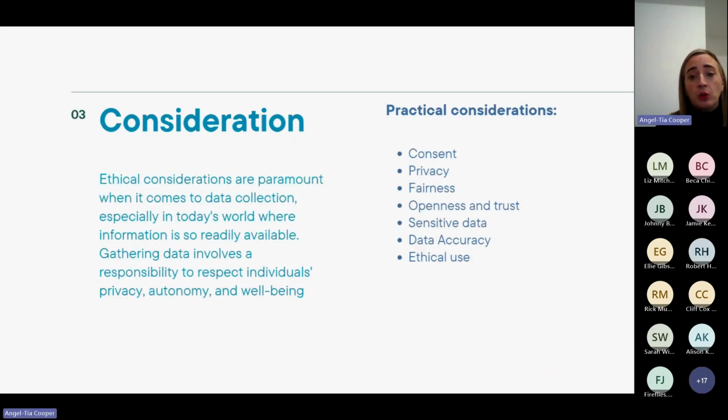It's always important, when you're collecting or collating information and data, to consider the ethical considerations. So things like consent, obviously, privacy, fairness, openness and trust, sensitive data. How are you going to ensure that data is accurate? How are you going to use it and remain ethical when using it? And things like autonomy, things like responsibility under GDPR, all of those things, when you're collecting that data, you need to make sure you're considering.